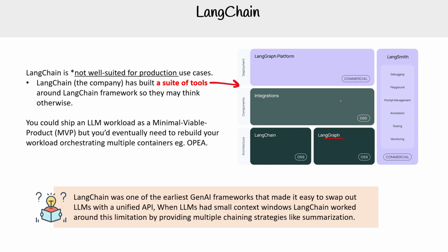LangChain was one of the earliest GenAI frameworks that made it easy to swap out LLMs with a unified API. When LLMs had small context windows, LangChain worked around this limitation by providing multiple chaining strategies like summarization. And this is what I remember LangChain for, and that's why it was called LangChain.